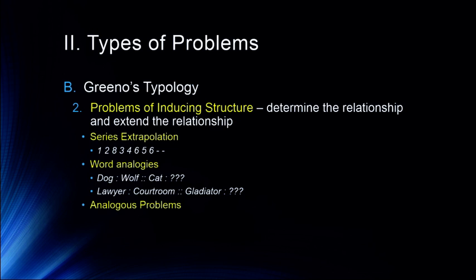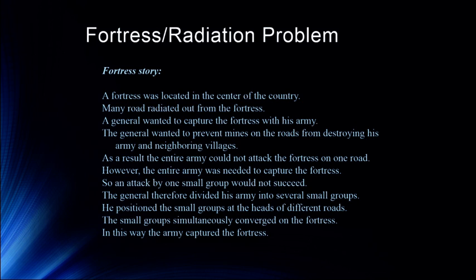Other things like analogous problems, and this is where we'll start to look at ways in which we can use the solution from one problem to solve another. This is called the fortress radiation problem, and this is pretty commonly used. We have a fortress located in the center of the country. Many roads radiate out from the fortress. The general wants to capture the fortress with his army, but wants to prevent mines on the roads from destroying his army in neighboring villages.